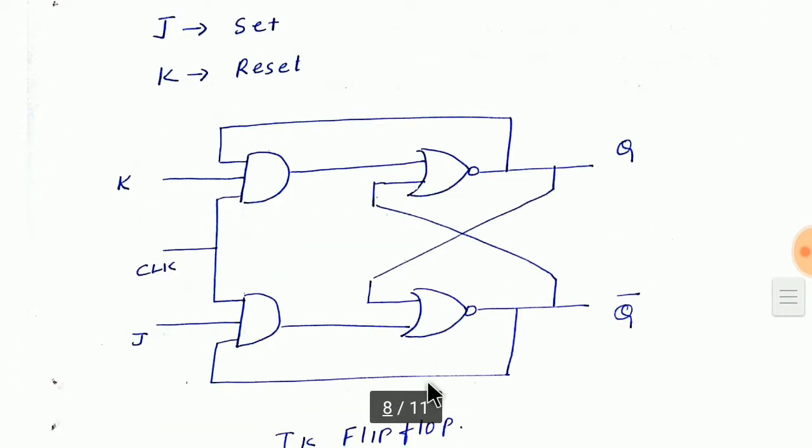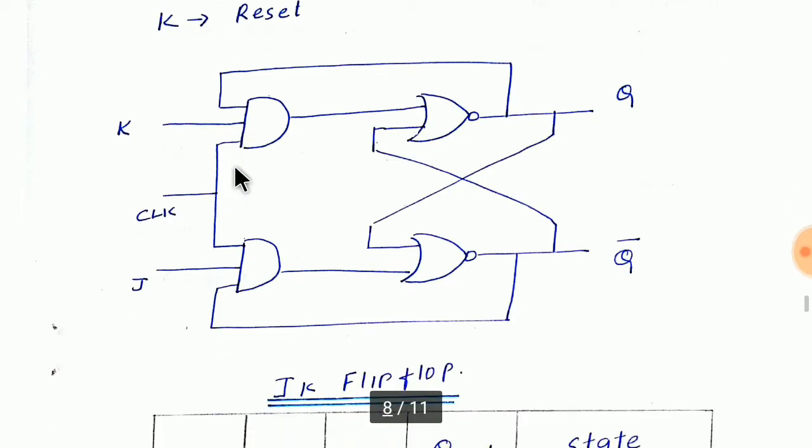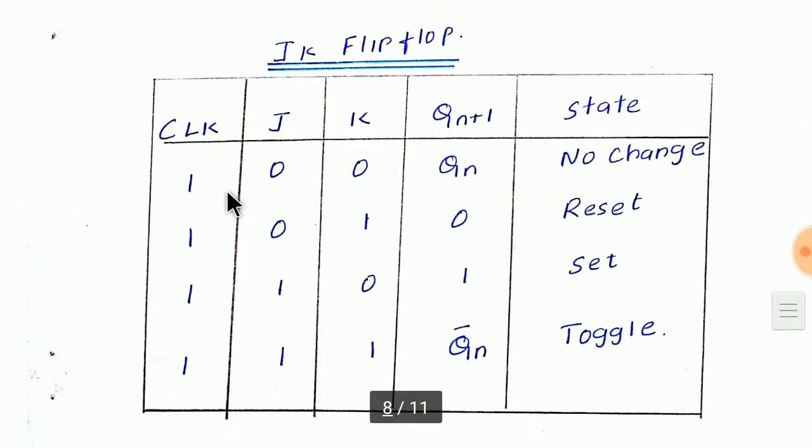Now this is the diagram, which is the same SR latch diagram we had, and the only thing is that I have coupled this Q bar and given it to this AND gate. The same way I have coupled this and given it to this AND gate, right? So now this is my diagram. When J is equal to 0 and K is equal to 0, whatever is your present state will be your next state. That is why I have indicated it with Qn, that is, no change.